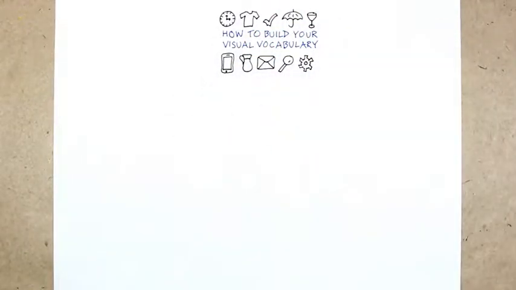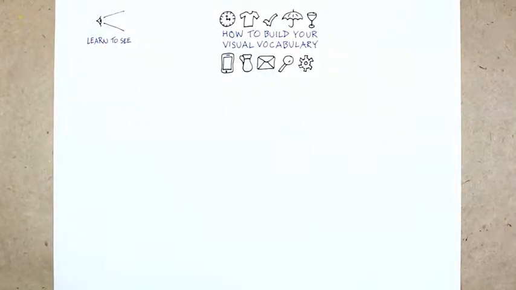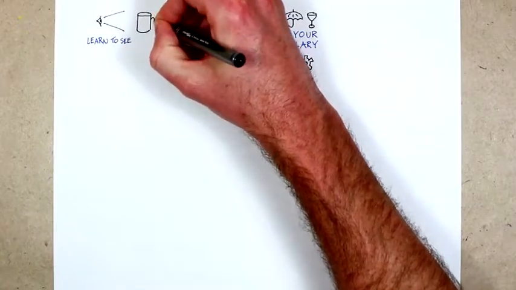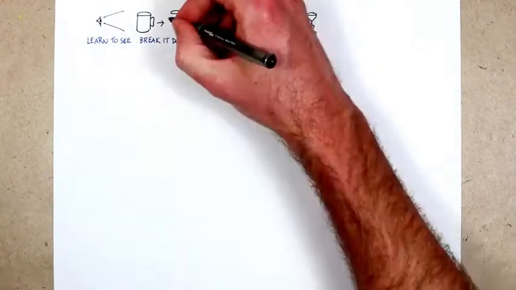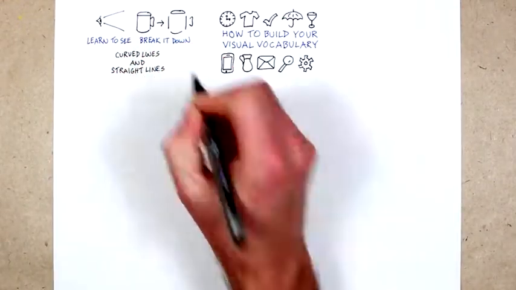The most important thing to understand about drawing is that making marks is the easy part. The real skill is learning how to see. For us, that means learning how to look at an object, or maybe even imagine an object in your mind, and break that object down into simple curved and straight lines, like we talked about in the last video.